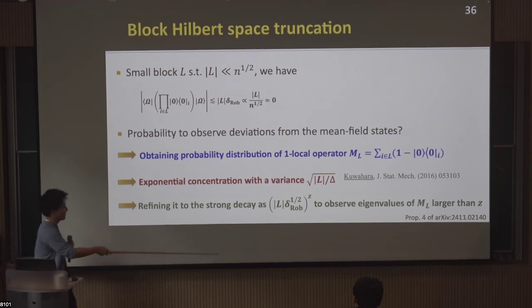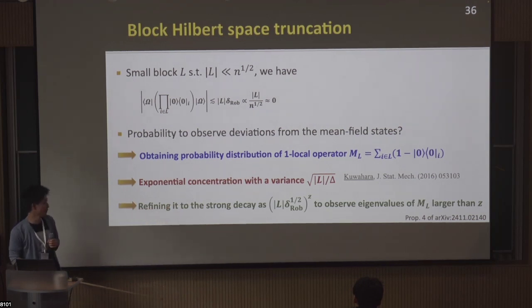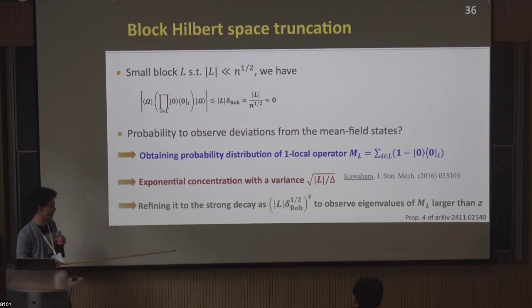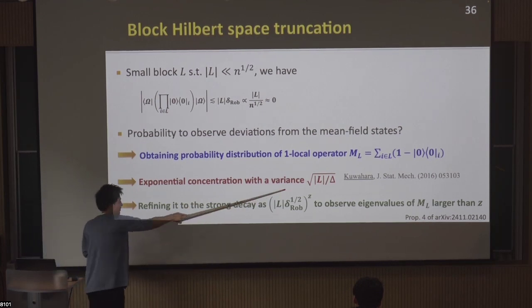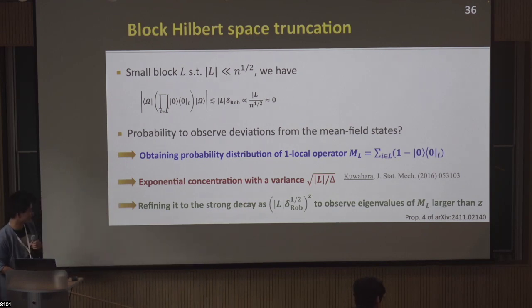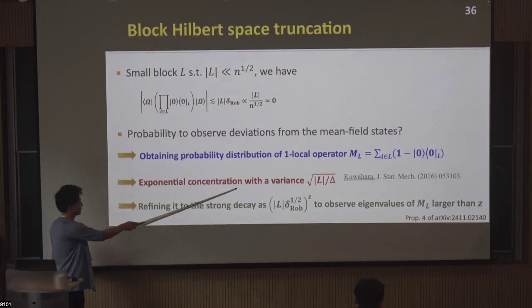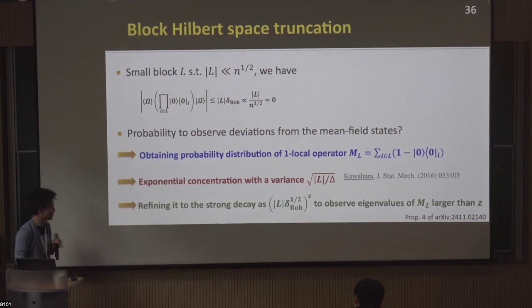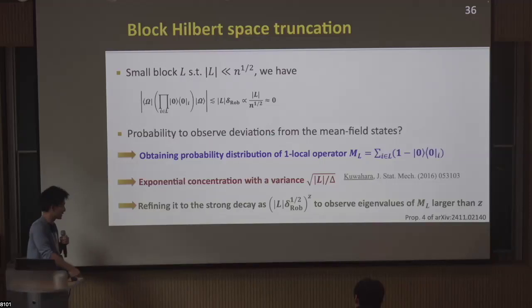For this kind of one-local operators, one can prove the exponential concentration bound for an arbitrary gapped ground state, but the variance is given by square root of L over delta. This is good, but now the square root of L is as large as a power of the system size. So this variance is still very large.